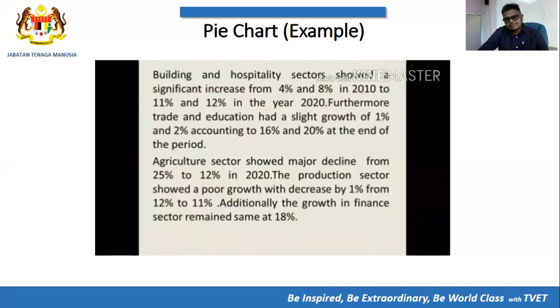And then you come towards the second paragraph. You can see the second paragraph, building and hospitality sectors. Just now I explained to you, you are showing the difference between them. Then you are showing the difference of trade and education also, from 2010 to 2020, how much it increased and how much it decreased. In the same way, in the third paragraph you are showing the agriculture sector. So thank you, dear students.